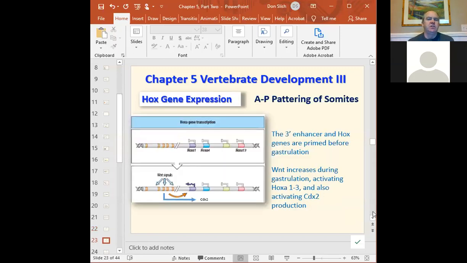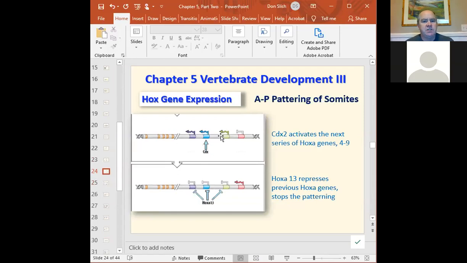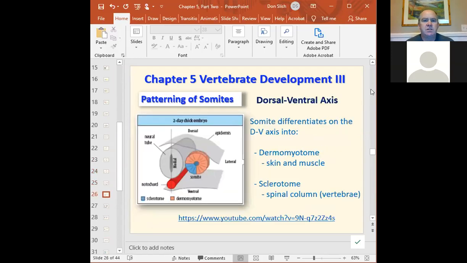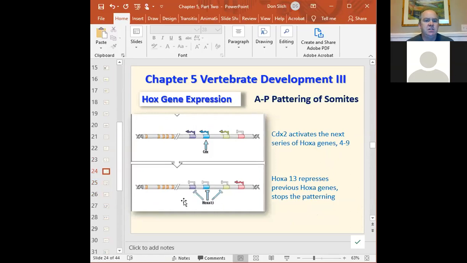Here's why they get turned on in that sequential way. Your Wnt signal, which is coming from the node, is activating the first Hox genes. And the Wnt also activates CDX2, which activates the later Hox genes. So now you've got later Hox genes going. So the earlier ones turn on the later ones until you get all the way to the last one, Hox13, and Hox13 shuts off the other ones. So then it shuts off when you get to the end of it. Wave of gene expression.